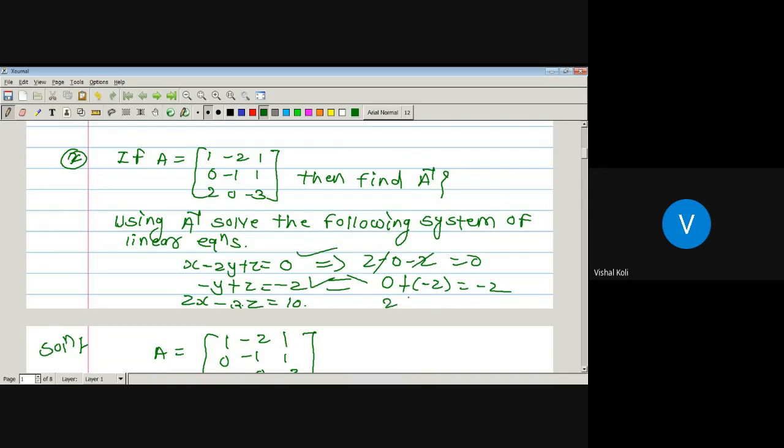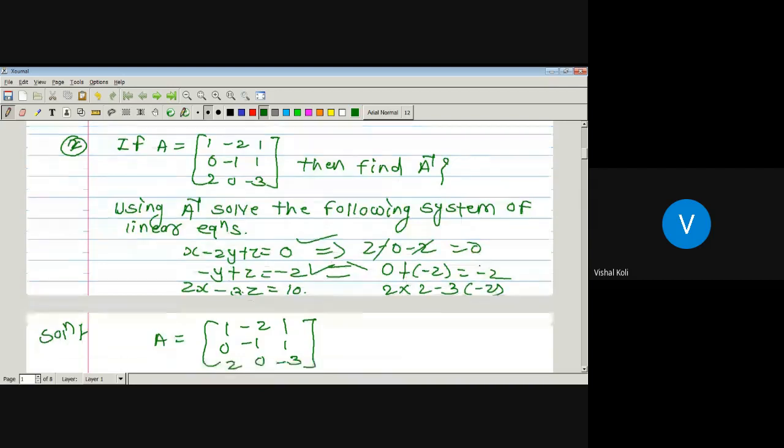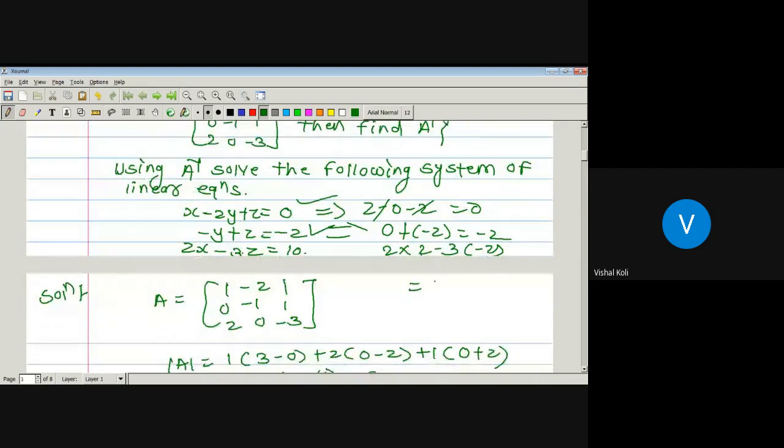2x, 2 into 2, minus of 3 into z, minus of 2, which is equal to 2 into 2, 4, minus 3 into minus 2, plus 6, and which is equal to 10. So this one will be also true. So our given values x, y, z will satisfy our given three equations. Okay, so our required solution will be true.